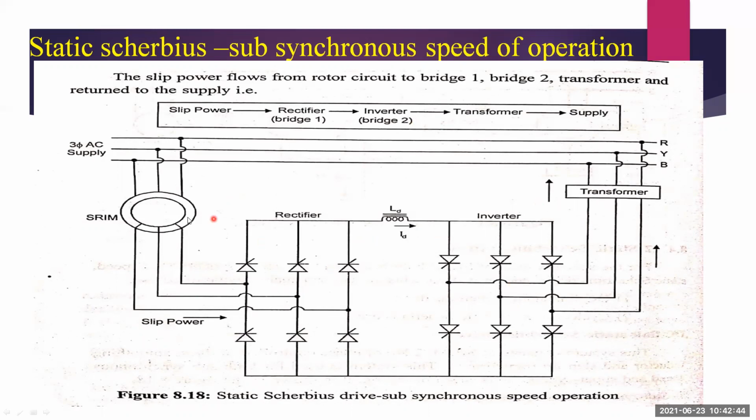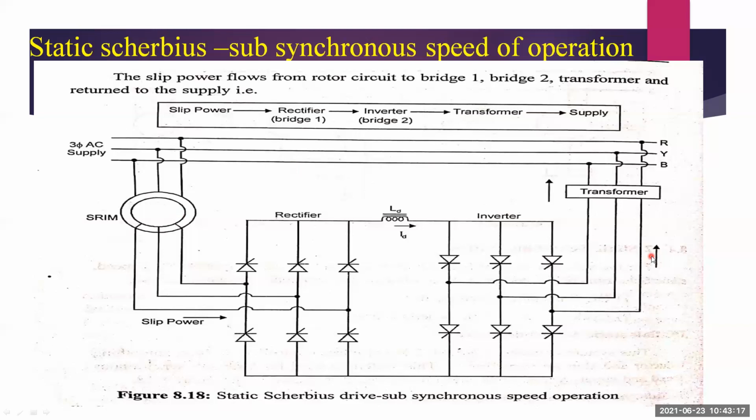In subsynchronous speed of operation, the rotor speed must be less than the synchronous speed. In super synchronous speed of operation, the rotor speed is more than the synchronous speed. The rotor speed NR is less than NS in subsynchronous operation. In the static Scherbius drive, the power flows in both directions: the power is fed back to the supply, and it is also possible to draw power from the supply.